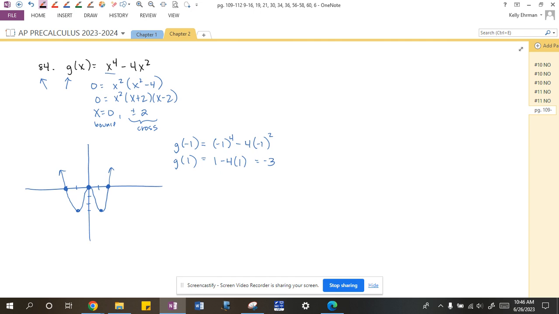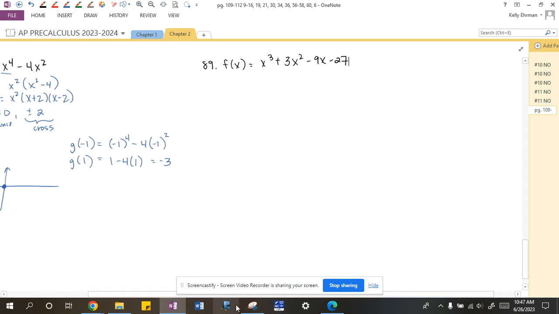Next one we want to graph is 89. 89 says f of x equals x to the 3rd plus 3x squared minus 9x minus 27. Again, we're just supposed to graph, so I'm going to informally do the end behavior. Because this is positive x to the 3rd, the graph rises on the right, falls on the left.